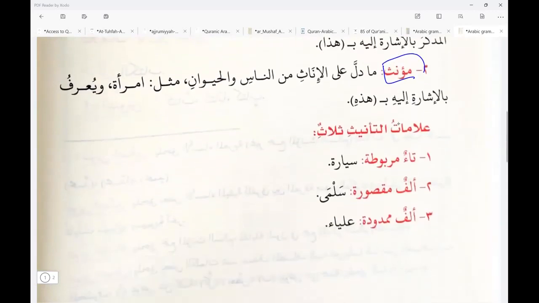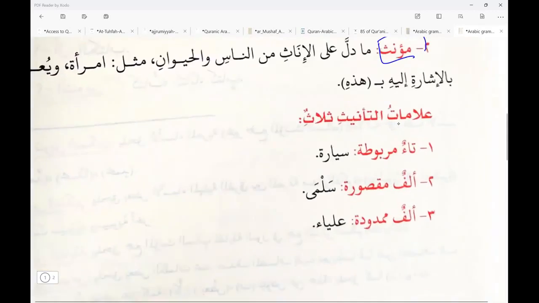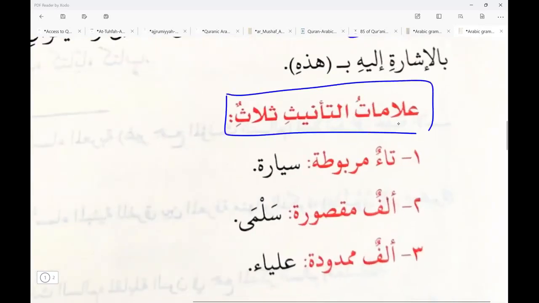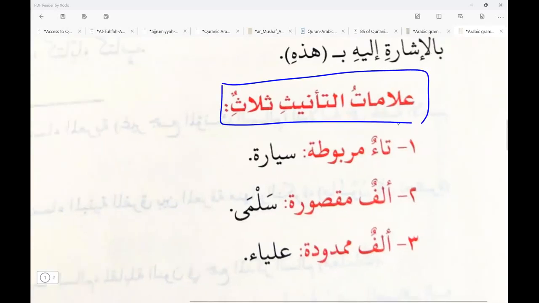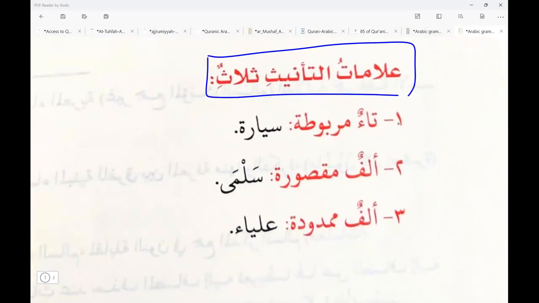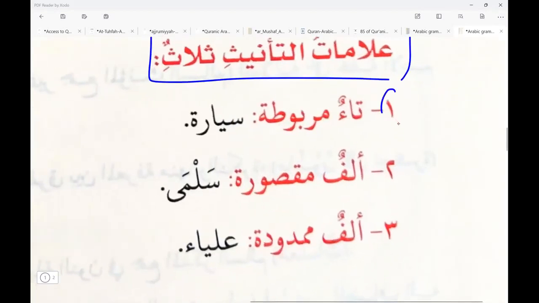We don't have to spend too much time here. Then we mentioned what the signs of the mu'annath are, because remember, mudhakkar is asl. We don't need any sign for the mudhakkar. So if every word is mudhakkar, how do we know the words that are mu'annath? So we have three alama, three ways we can identify. Again, most of the alama are not bulletproof. You have to see which one works, and sometimes it will work, sometimes it will not.